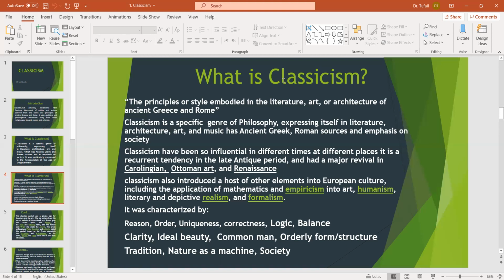And another thing, nature here is considered a machine. Even in nature, they found that there are laws, and the laws are going to govern nature. It's not a time when you are going to give priority to your emotions. It's not the age of emotions, it's the age of mind, the age of reason.